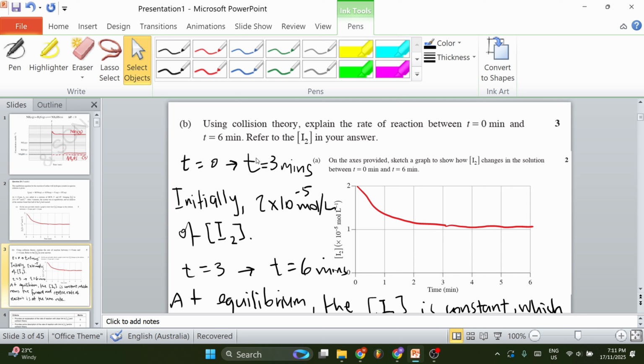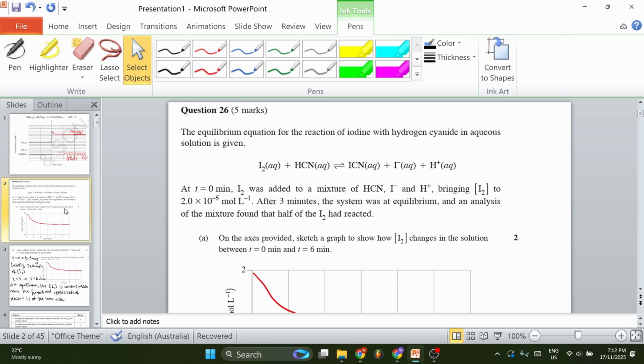Now, in this given situation, the best way to answer this question is simply to divide the time zones. T equals 0 to t equals 3 minutes, and then t equals 3 minutes to t equals 6 minutes. Now, we know that initially the iodine concentration is at 2 times 10 to the negative 5 moles per liter. Now, the reason it decreases is because it is now with the mixture of HCN reactants. So it's going to promote successful collision with HCN.